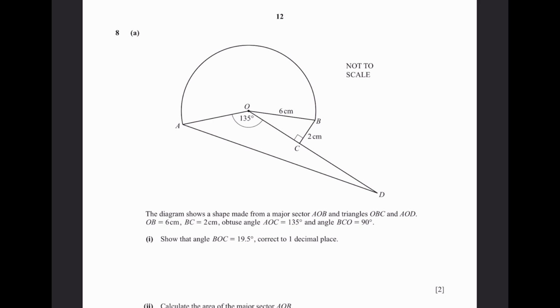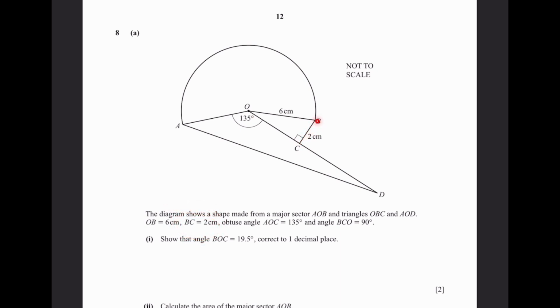Now going to question 8. A. The diagram shows a shape made from a major sector AOB and triangles OBC and AOD. OB is 6 centimeters, which is the radius of this sector. Obtuse angle AOC is 135 degrees, angle BCO is 90 degrees. 1. Show that angle BOC is equal to 19.5 degrees to one decimal place. Oh yeah, I forgot to mention BC is 2 centimeters.